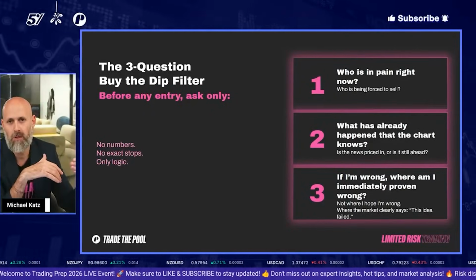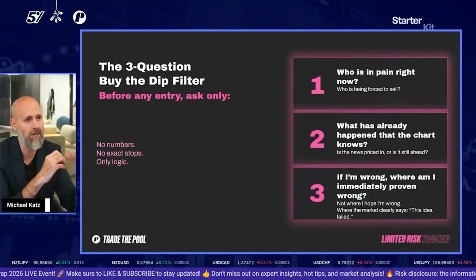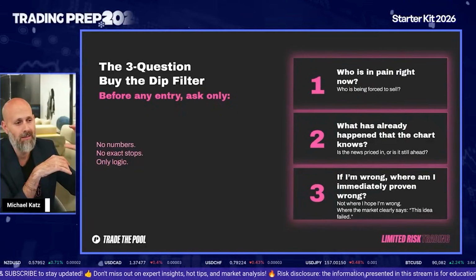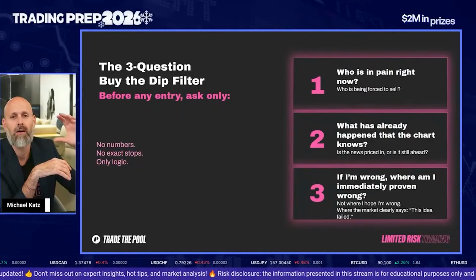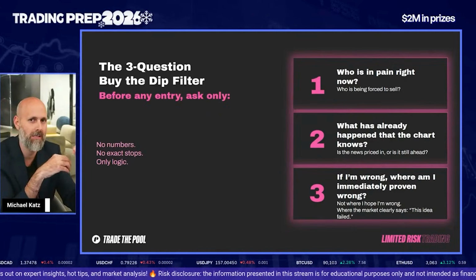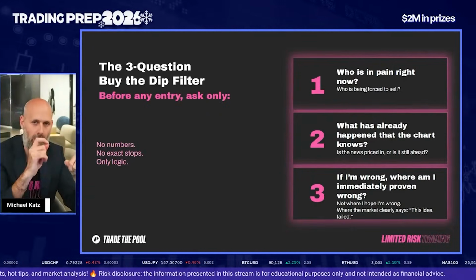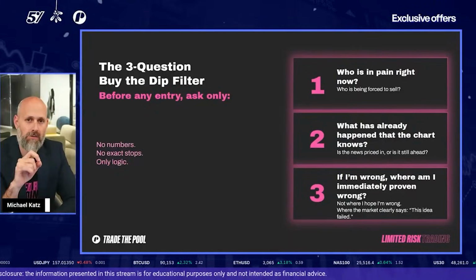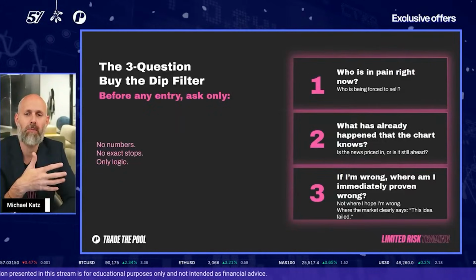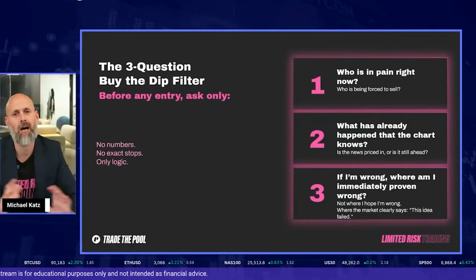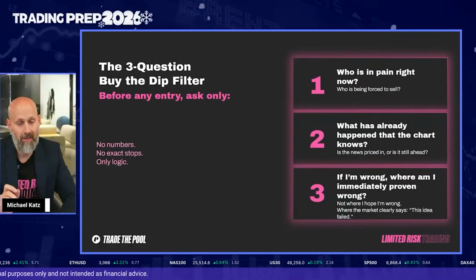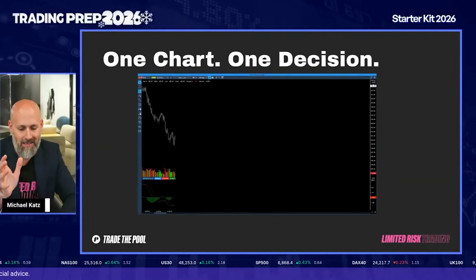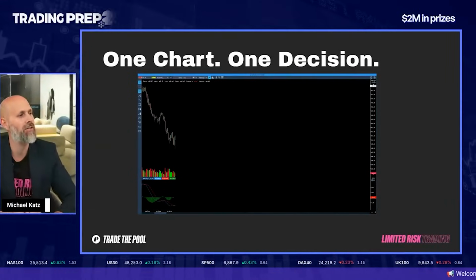If you have it literally in front of your eyes, a page that says, let me ask those questions: who is in pain right now? What has already happened? Where do I see that I'm wrong? Once I have those three, and I can mark it with a checkbox or write the answer right next to it, it's easier for me to commit to that stop loss and take myself out of that position. So these are the main three questions you want to answer to filter out the dip.